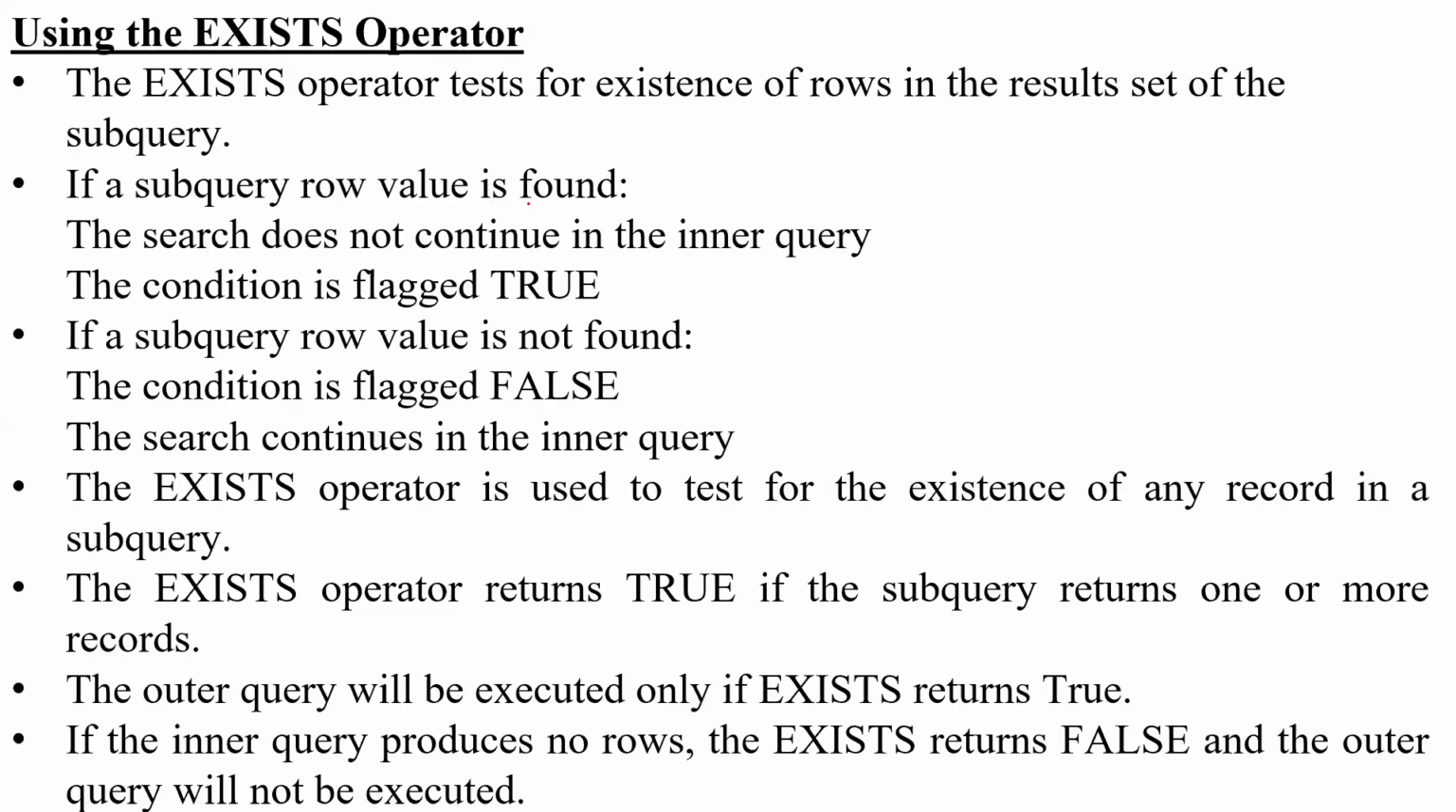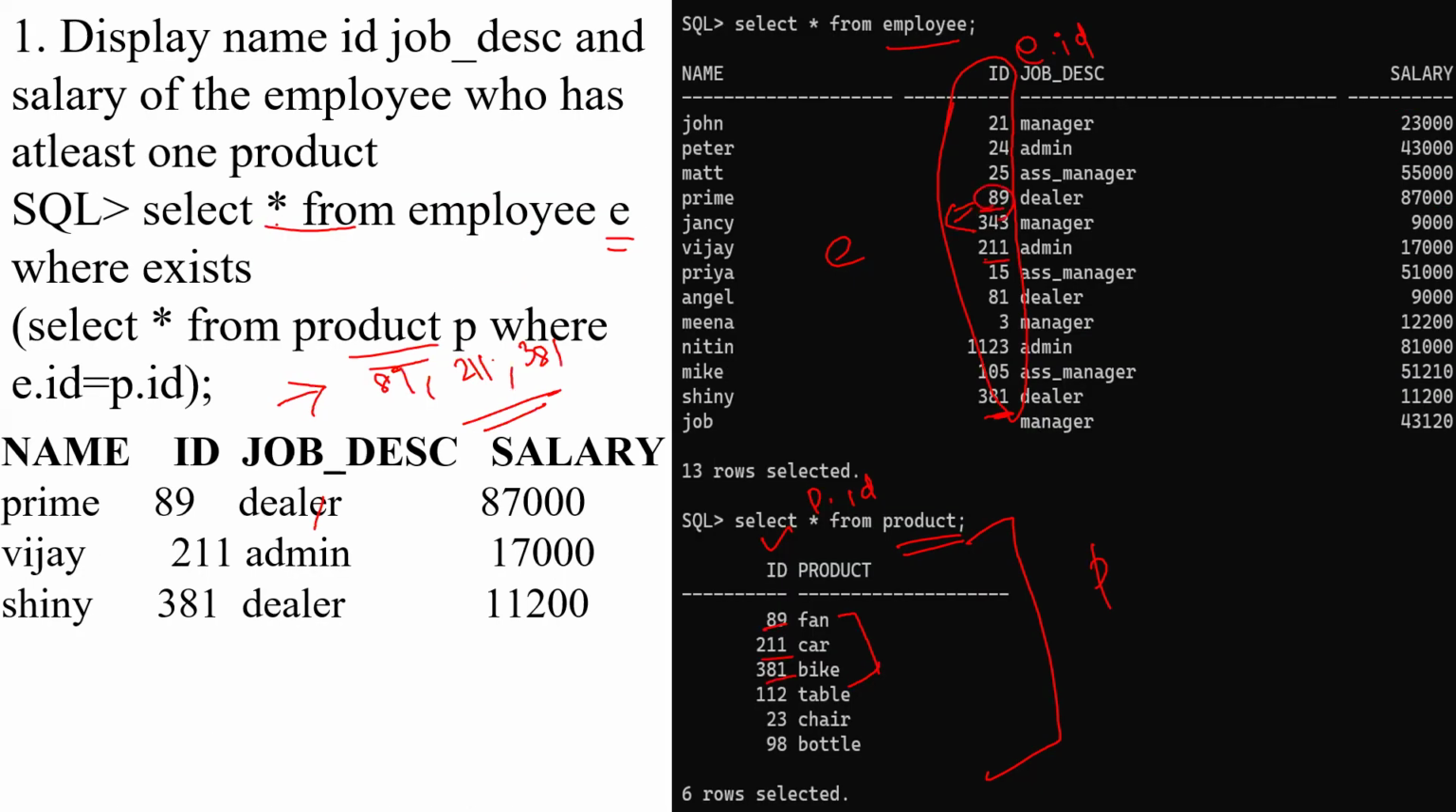If the subquery row is found, the search does not continue. Is this true? It results in true. So we need employee details where exists. Okay, so is 89 there or not? Yes, it is there, so the 89 row will be retrieved. 211 is retrieved based on this subquery, so EID and PID are equal and that will be retrieved. And 381 is retrieved. For other values, they are not equal, so they will not be retrieved.